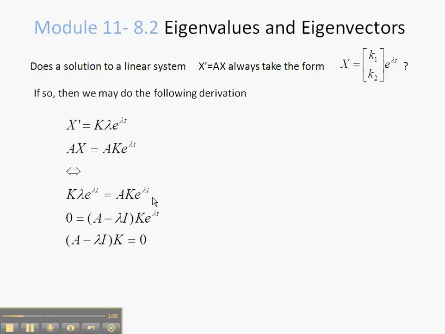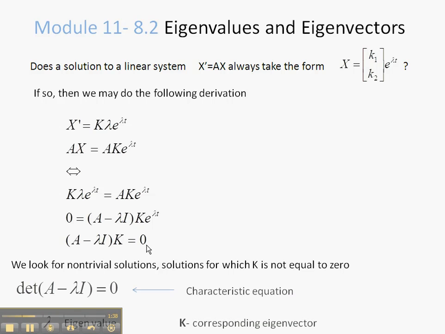And we arrive at this fourth line. Then we set this to 0, and we come up with this equation here. Since e to the lambda t can't be 0, then it must be that the rest of it, A minus lambda I, which is a matrix, times k must be 0. We're interested in non-trivial solutions, meaning that if k was the 0 vector, then for sure the equation would be satisfied. But are there any other solutions than the trivial one?